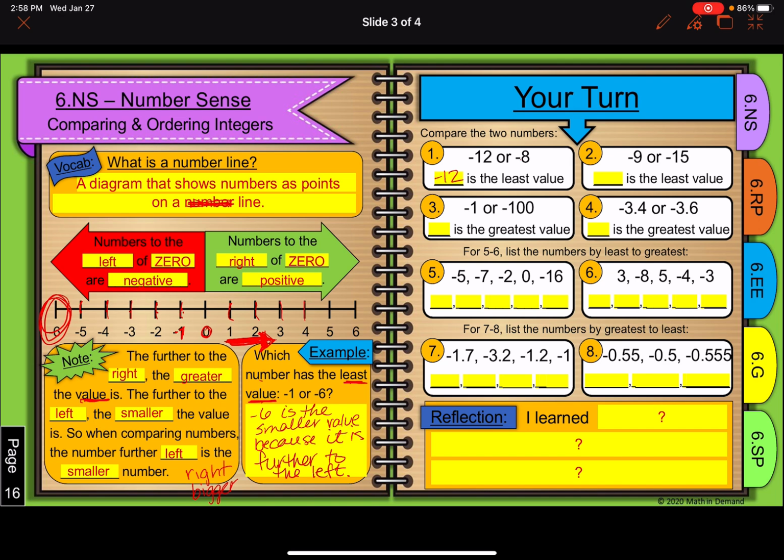Let's look at number 2. If you want to try this one and check your answer, pause and then come back. All right, so I would get to -9 before I would get to -15. Working my way left, I'd get 0, and then I'd get to -9, but then I would get to -15 after that. So -15 is going to be my smaller value.